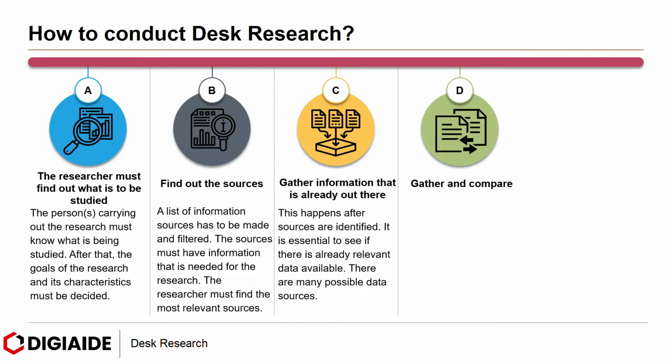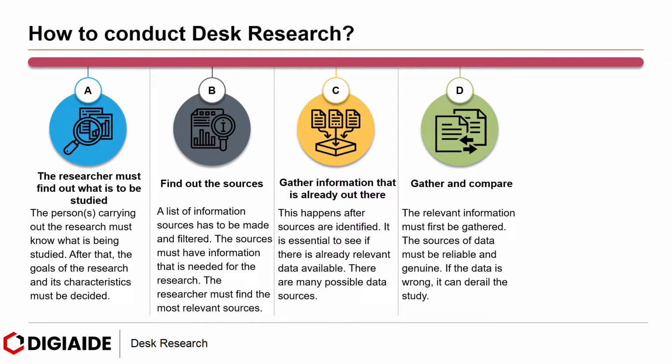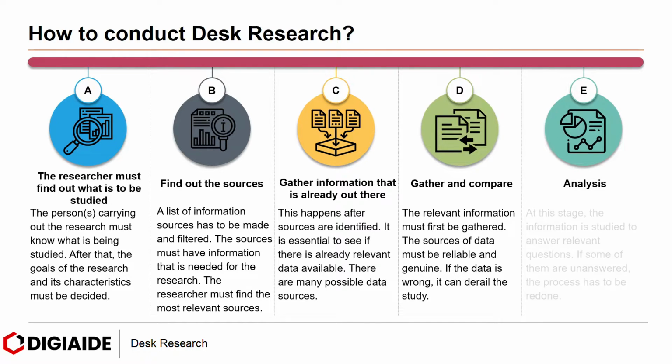Then, gather and compare. The relevant information must be first gathered. The source of data must be reliable and genuine. If the data is wrong, it can derail the study. The information must be then brought together and compared. And finally, analysis. At this stage, the information is studied to answer relevant questions. If some of them are unanswered, the process has to be redone. It helps to consider various possible observations from the data.